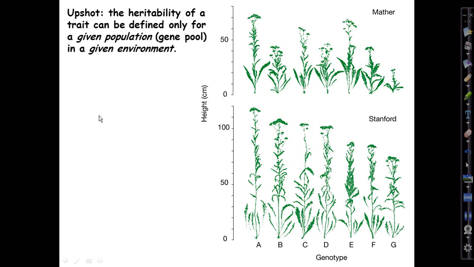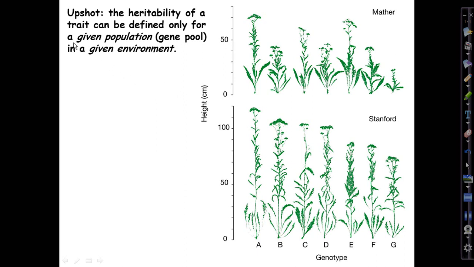So the upshot of this, and many other examples, more realistic, that could be constructed to make the same point, but that would be a bit harder to understand. The upshot is that the heritability of a trait isn't a property of the trait as we conceive and define it.